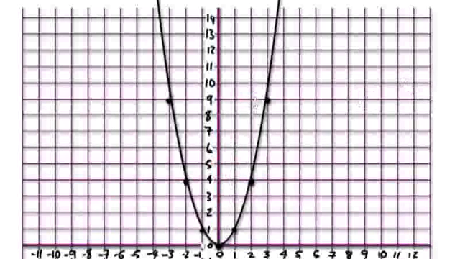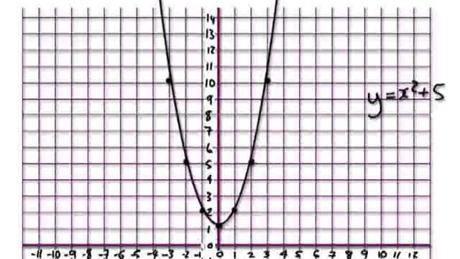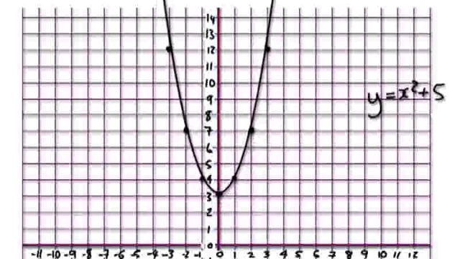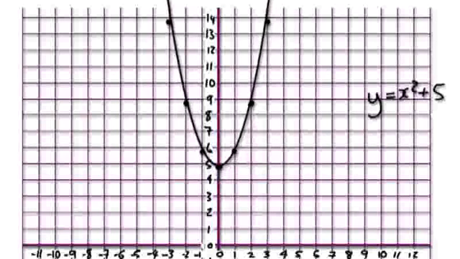So basically, if you want to know y equals x squared plus 5, think inside your mind of a graph of y equals x squared, and then all you have to do is move it up 5 places. So your new graph will look like this.